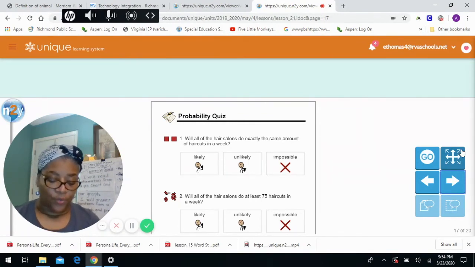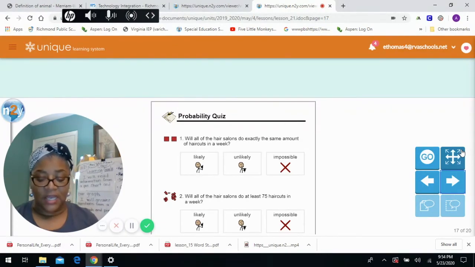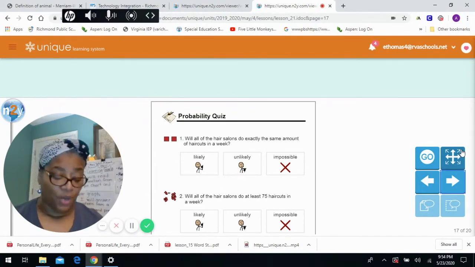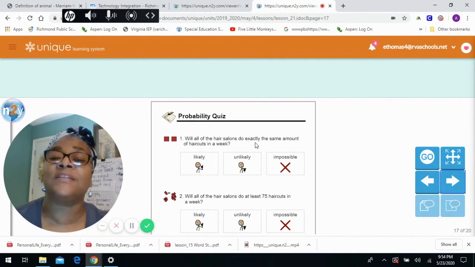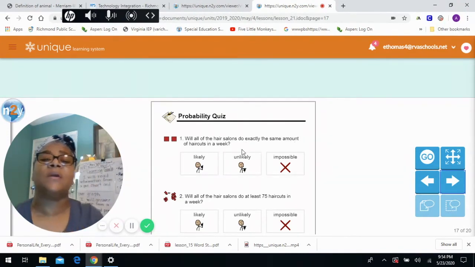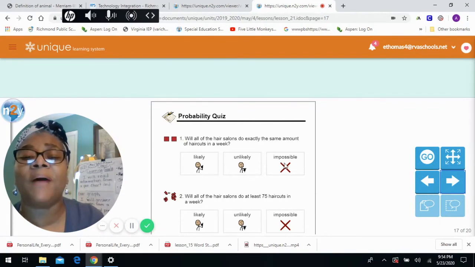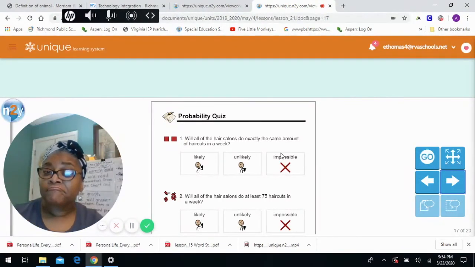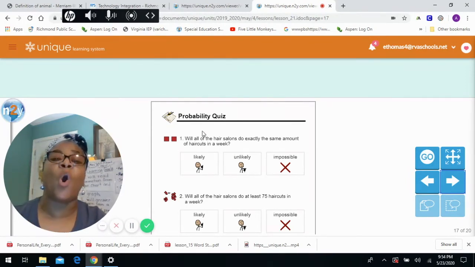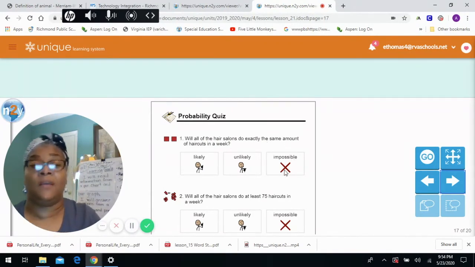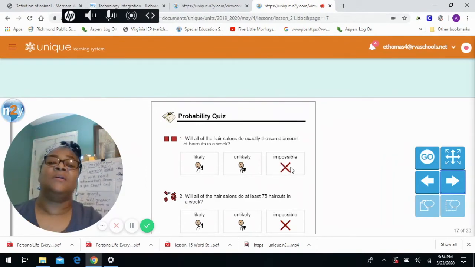Very good. So what we're going to do, we're going to talk about these things. Now I know that it might be kind of difficult, but that's okay. We're learning because you are unique learners. So it measures how often an event will happen. All right, so will all of the hair salons do exactly the same amount of haircuts in a week? Is that likely, unlikely, or impossible? It says all of them do the same thing. I would say that would be impossible.